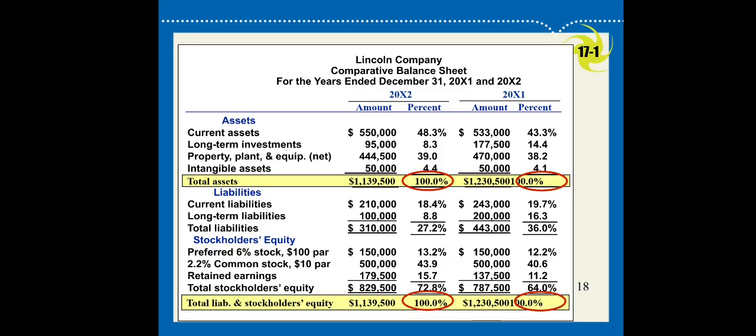Okay, that is the way. So first you have to know how to do the calculation, or how to prepare column number 3 and 5. The second thing is you have to know how to interpret the data. See here, so you can see here the total asset.